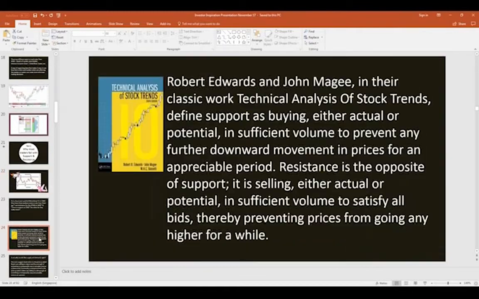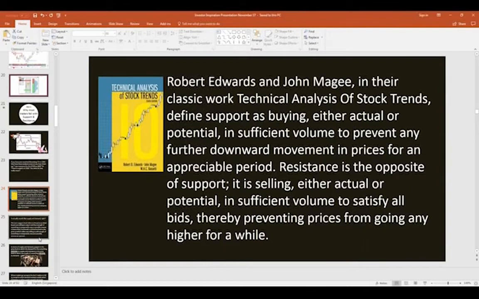Now, there's a great book on trading. It's in its 10th edition already. I think it came out in the 50s. Robert Edwards and John McGee, Technical Analysis of Stock Trends. You go to Amazon, you go to the library. Most libraries have it, actually. And it's a terrific book. Like I said, it was written over 50 years ago.